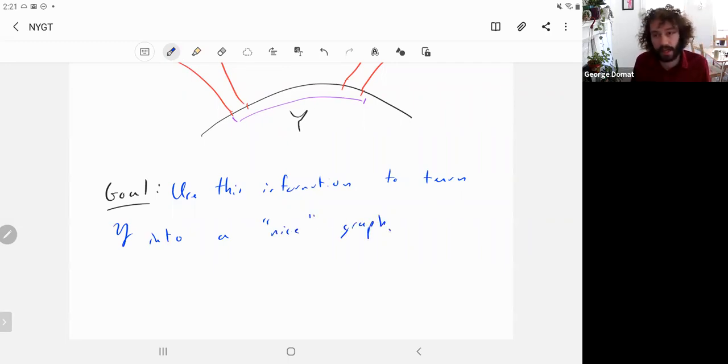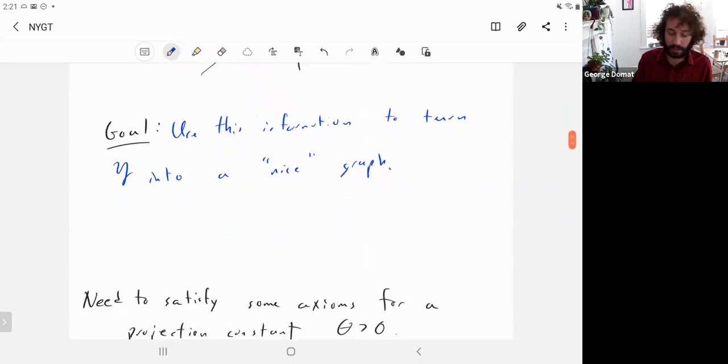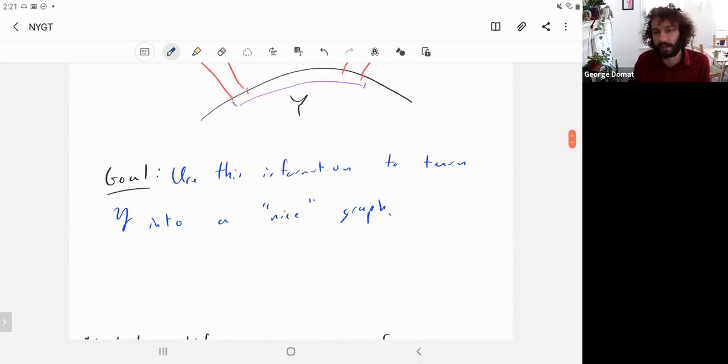Right, so in applications, you'll have some group acting on a set that kind of respects these distances. And now you want to build a geometric object for it to act on. Okay, so this isn't going to work in general. You're going to need to satisfy some axioms.